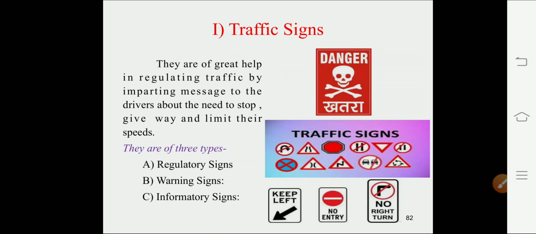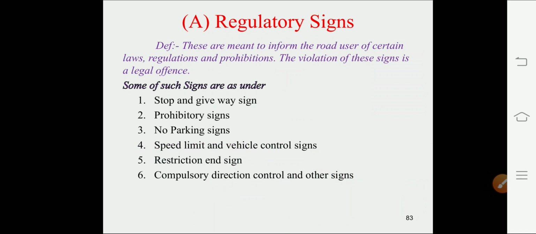Many times when you move across the road, you might have come across this type of symbols, which you can see on the right side of the screen. All of these are categorized into regulatory, warning, and informatory signs. So what are regulatory signs? These are meant to inform the road users of certain laws, rules, regulations, and prohibitions. The violation of these signs is a legal offense.